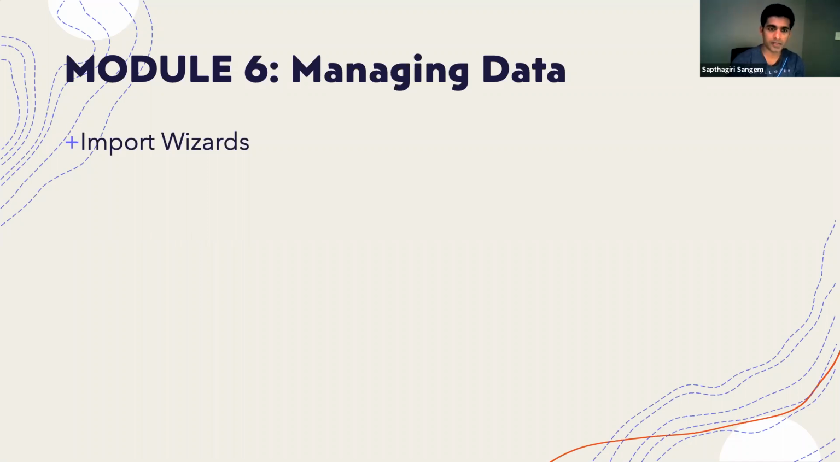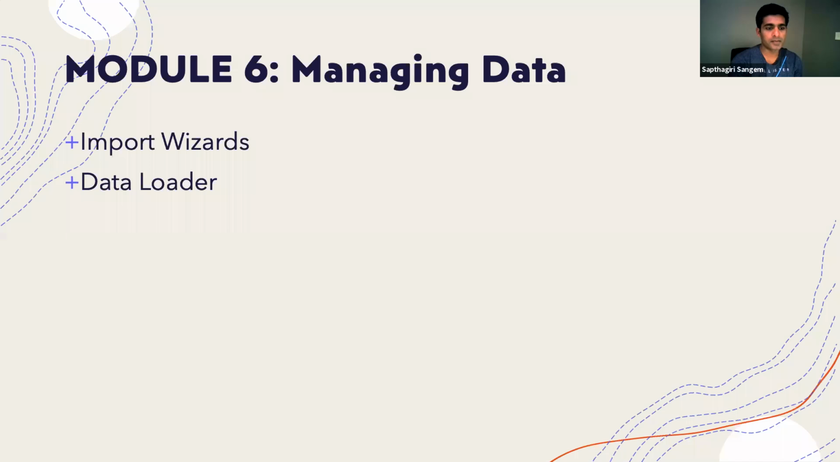Either extract or import the data. Out of the box, Salesforce has something called the import wizard. If you have any data, standard objects or custom objects, and it is less than 50,000 records that you want to load into Salesforce, you can use this wizard. We will look at this one in detail.